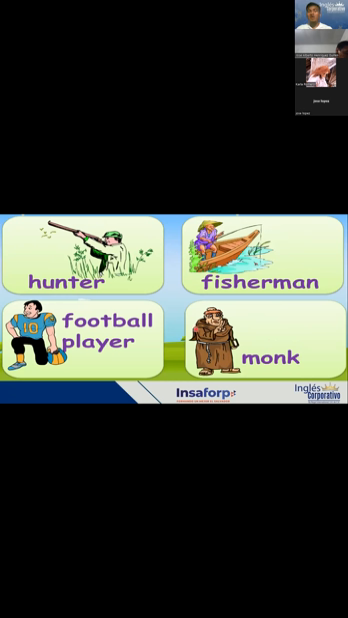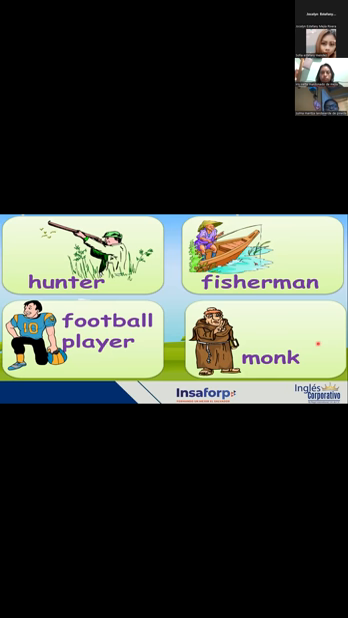Now we have hunter, fisherman, football player, and monk. This one, football player, I'm pretty sure that all boys know what I'm talking about. So hunter, fisherman, football player, monk.